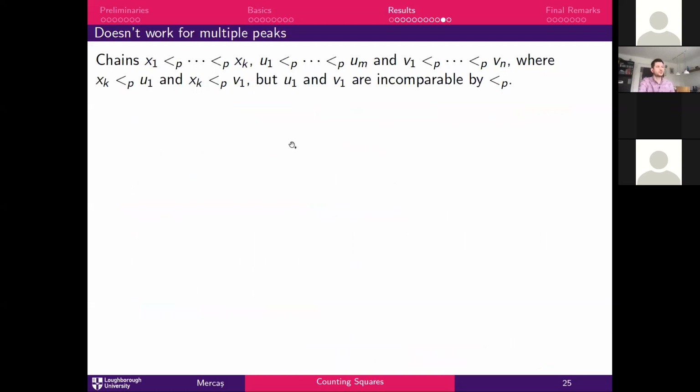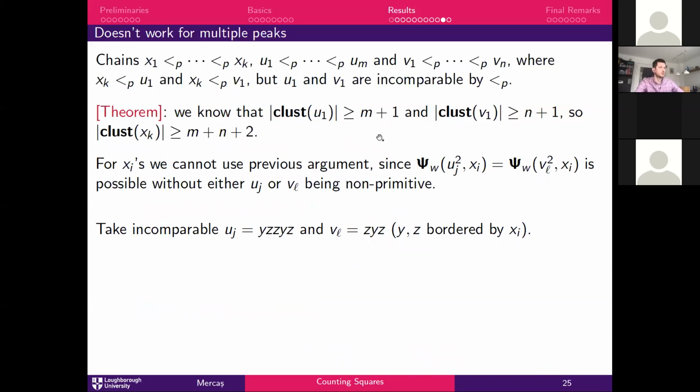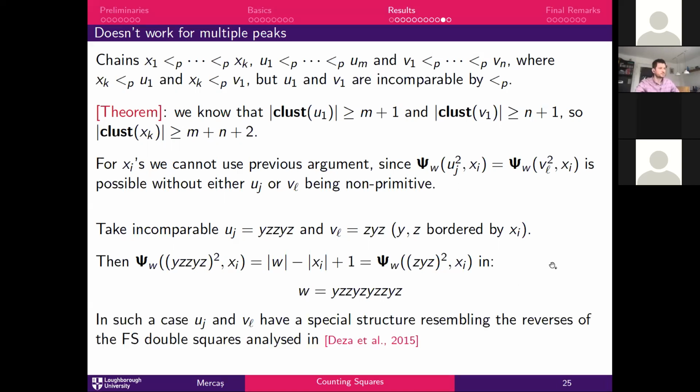This doesn't work, unfortunately, for multiple peaks or different chains on the same mountain. And that's basically because if you're looking at different chains, you can't use the fact that you get primitivity whenever you have collisions. And we actually have an example where you can consider this word over here and this word over here, and the anchor is somewhere in Z. So it's not really possible. What you get in this case is a kind of special structure that resembles the FS double squares of Thierry et al.